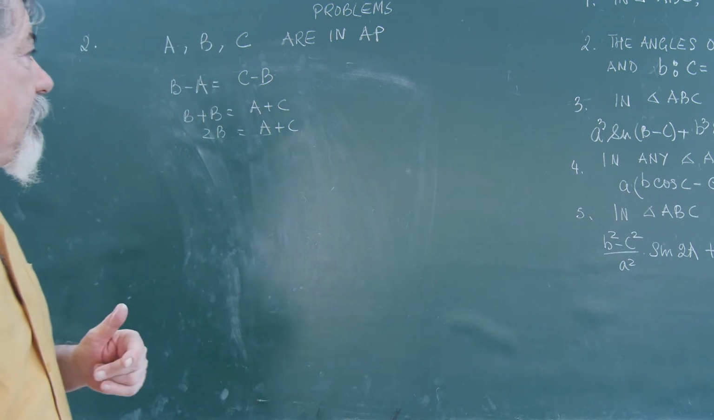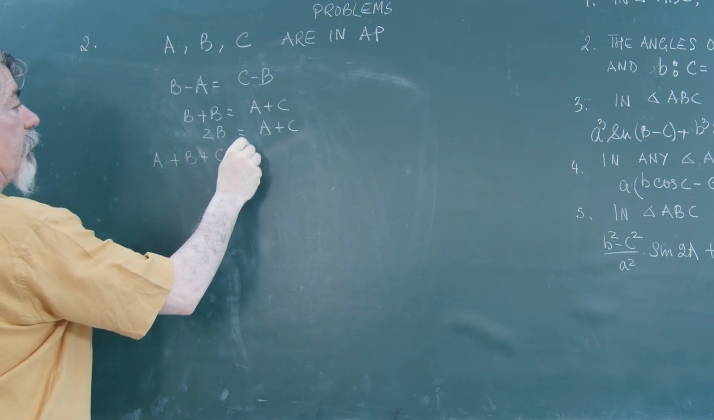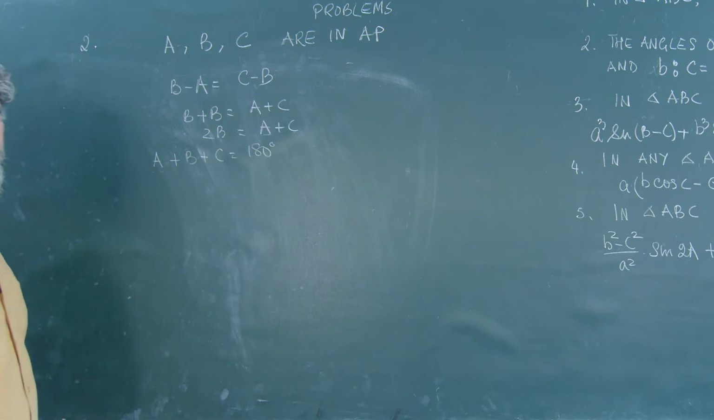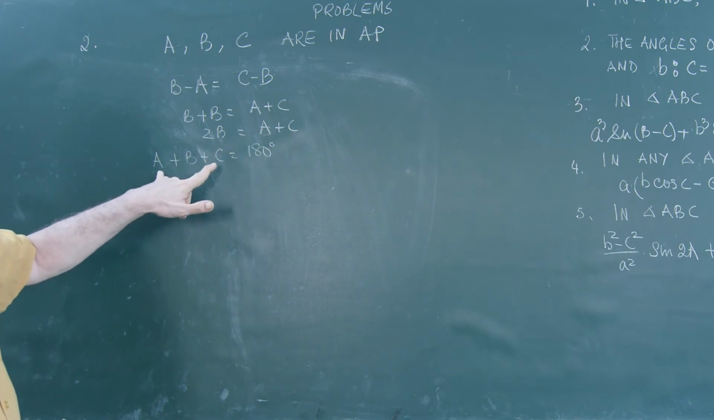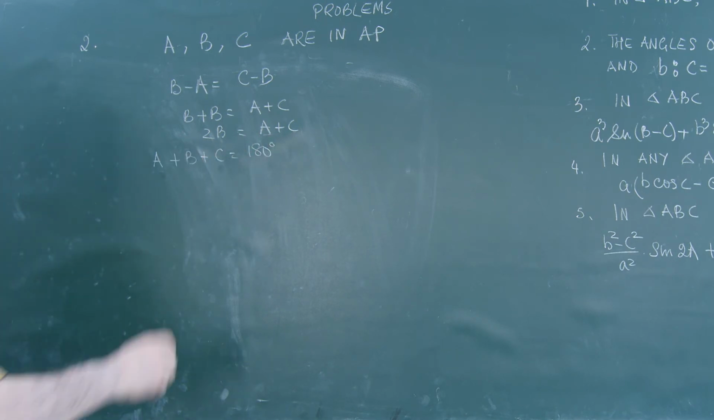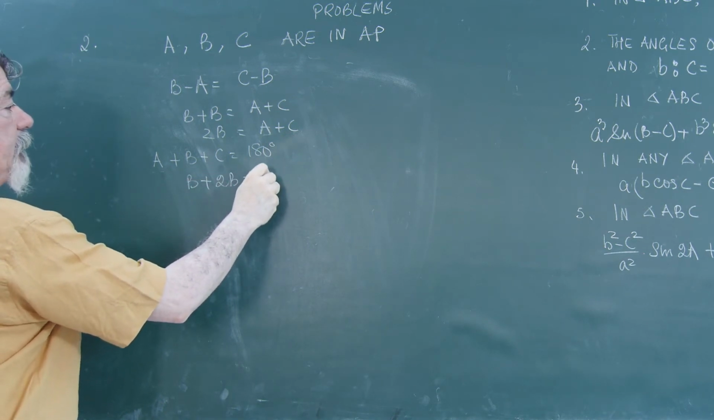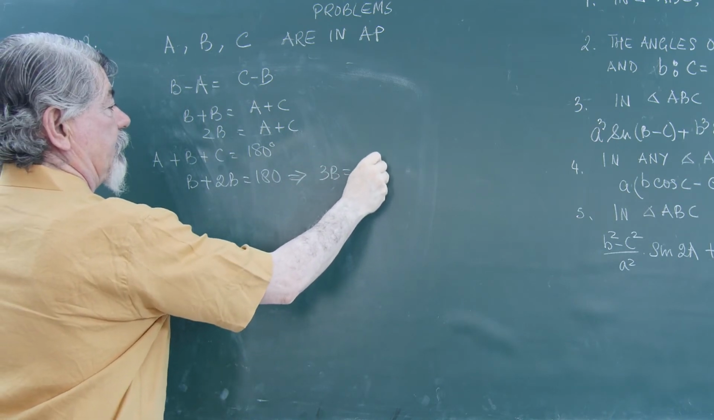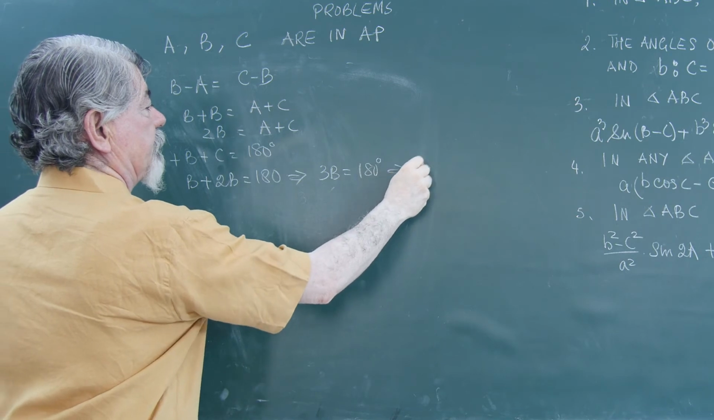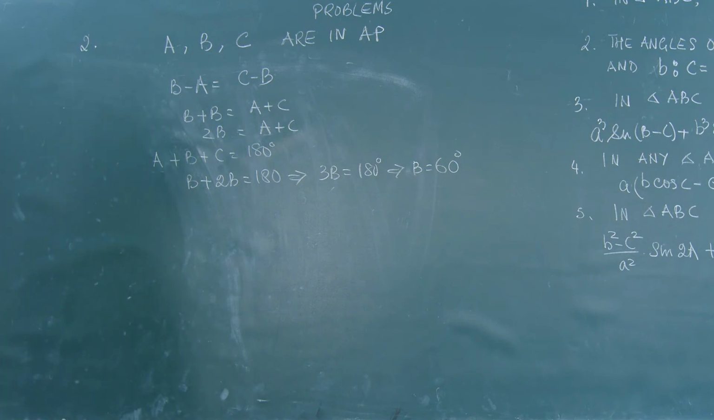Now I know that A plus B plus C is 180 degrees, since the sum of the angles of a triangle is 180 degrees. Instead of A plus C, I can write 2B. It becomes B plus 2B is equal to 180. That means 3B is equal to 180, and that implies B is equal to 60 degrees, because 180 divided by 3 gives 60. I have got the value of B.